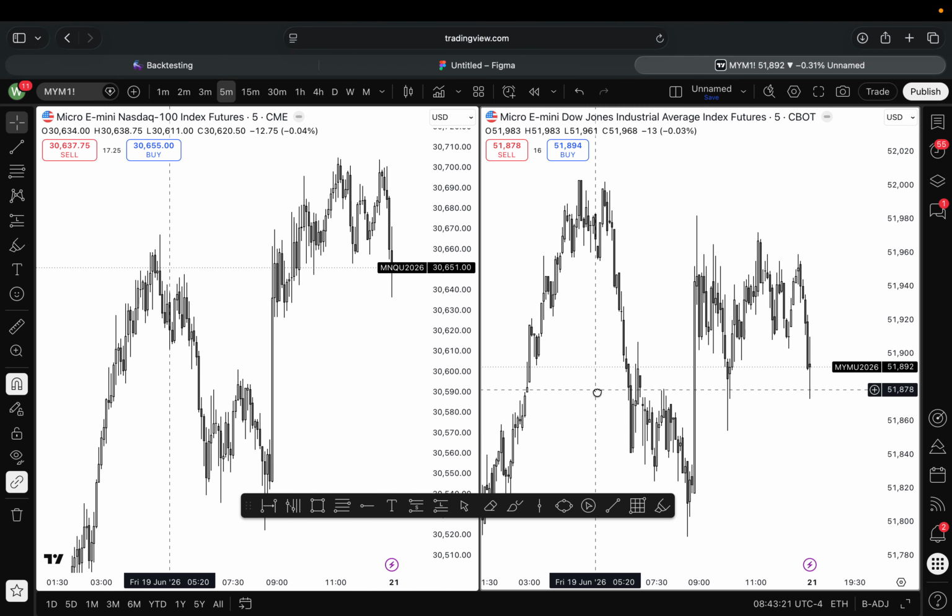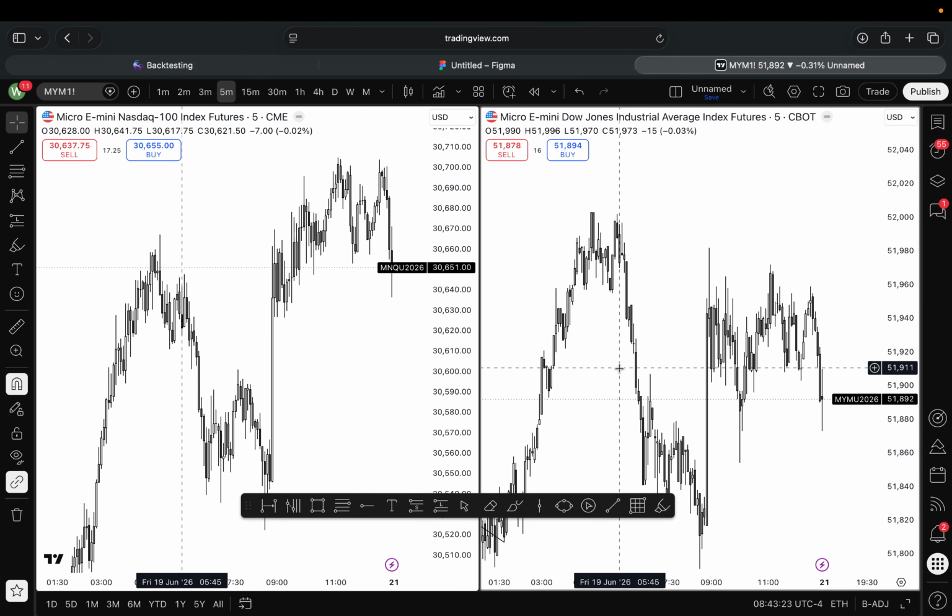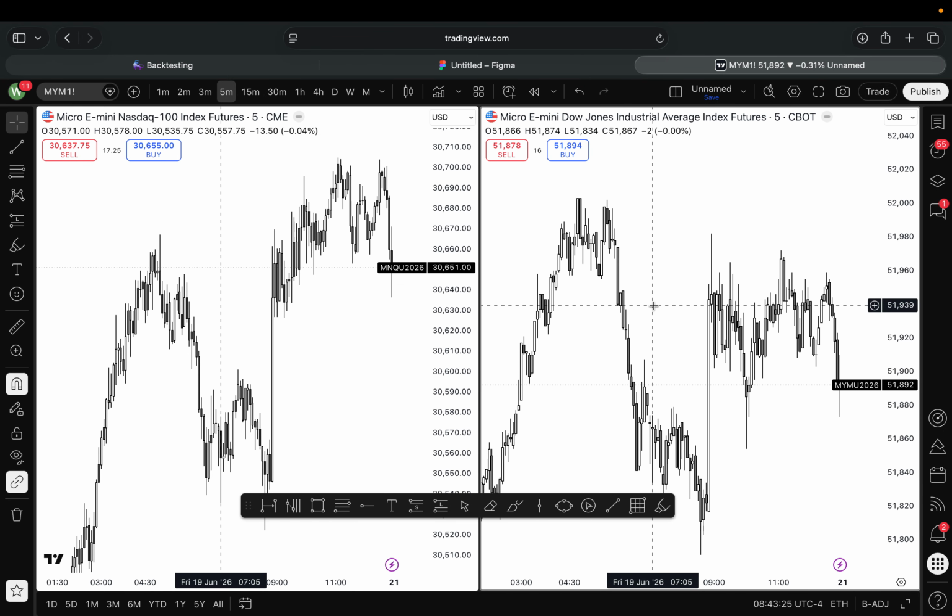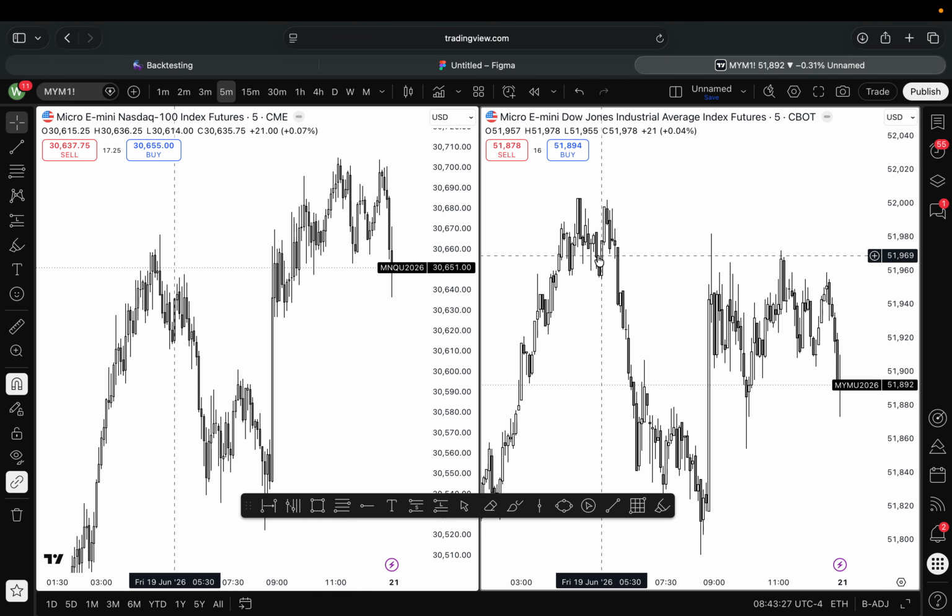Okay, so let's look at Dow Jones quickly. As we can see here, this is another example of the leading asset, actually, not a lagging asset.